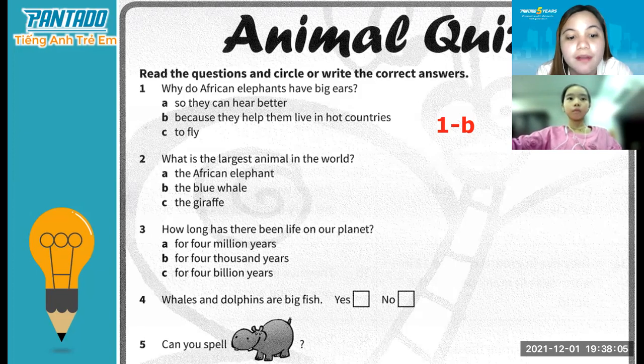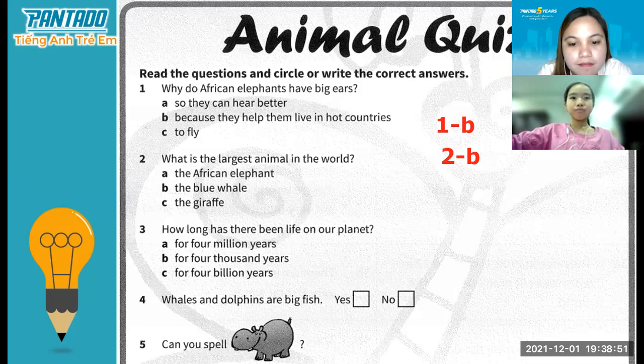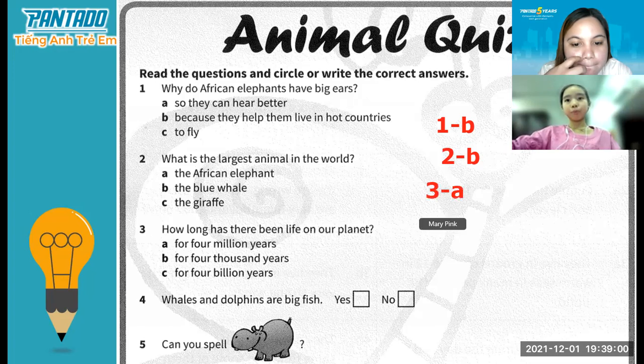Okay, number 2. What is the largest animal in the world? Is B. Number 3. How long has there been life on our planet? I don't understand. Again, how long has there been life on our planet? Or the question is, how long do you think there has been a living thing on the planet? A. Okay, number 4. Whales and dolphins are big fish. Is yes.